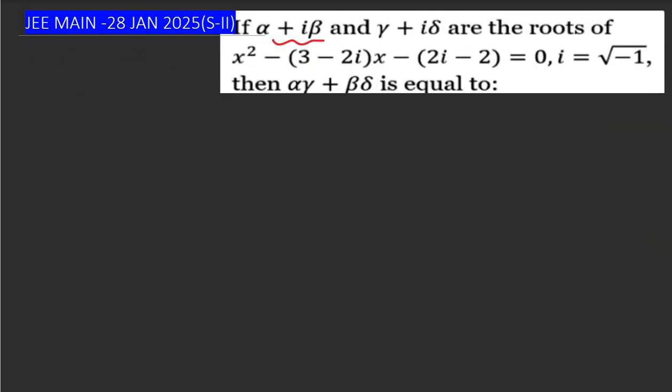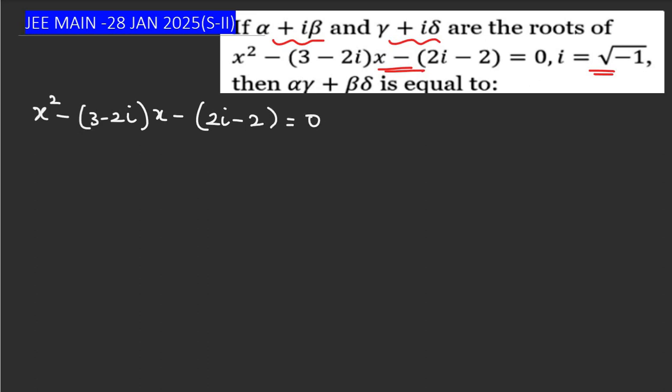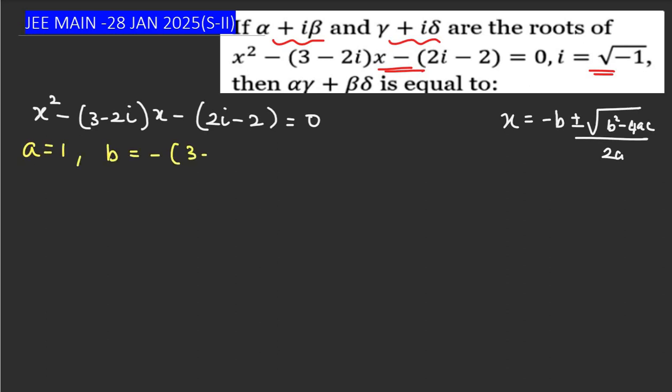Alpha plus iota beta, gamma plus iota delta are the roots of this equation, where iota is equal to root of minus 1. Then alpha gamma plus beta delta, for the equation x squared minus (3 minus 2 iota)x minus (2 iota minus 2) equal to 0. This is a quadratic equation, so we know that x is equal to minus b plus or minus root of b square minus 4ac divided by 2a. So a is equal to 1, b is equal to minus of 3 minus 2 iota, and c is equal to minus of 2 iota minus 2. We use the quadratic formula here.